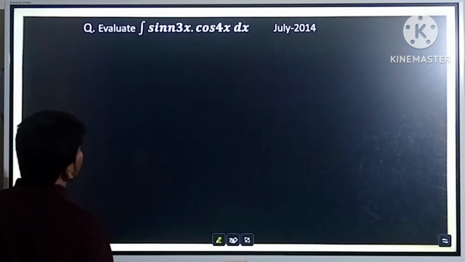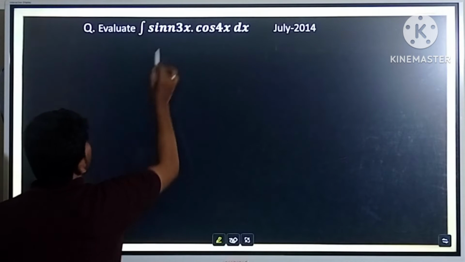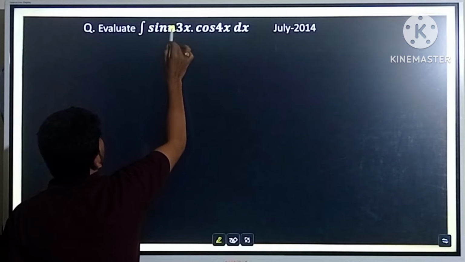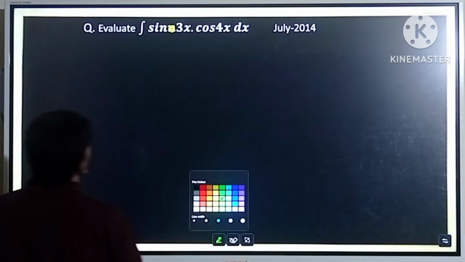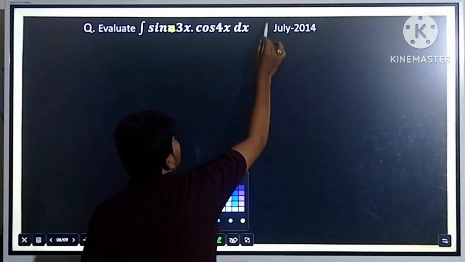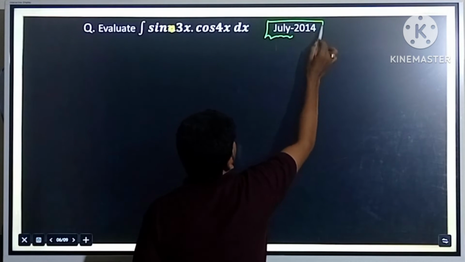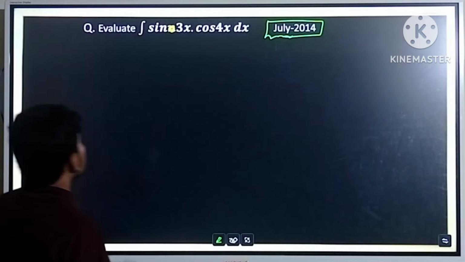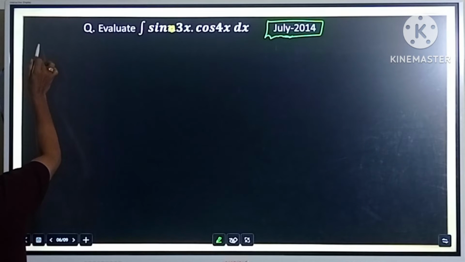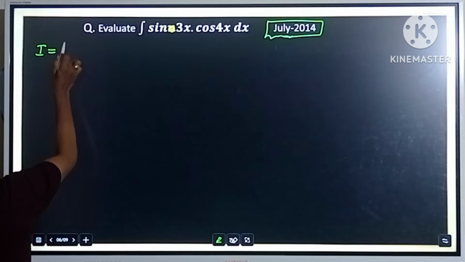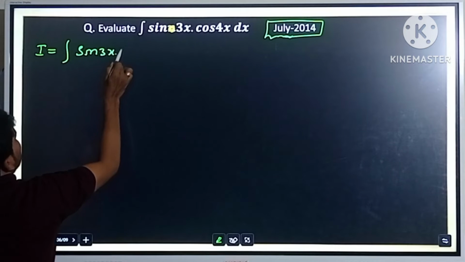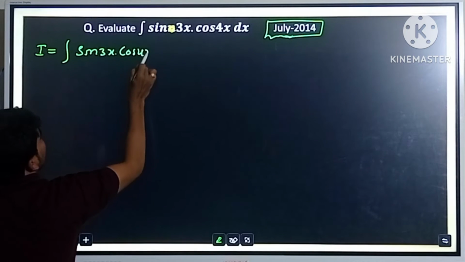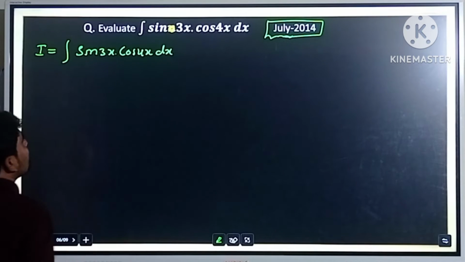Here the first question is: evaluate the integration of sin 3x into cos 4x dx. And this question was asked in July 2014. So let's say the given integration problem is I is equal to the integration of sin 3x into cos 4x dx.